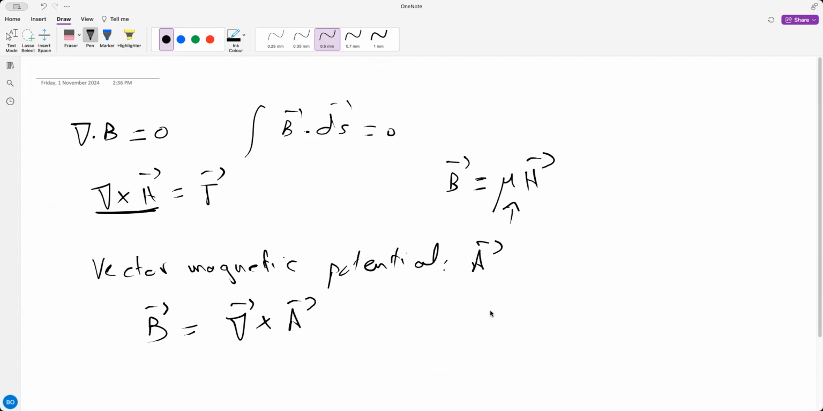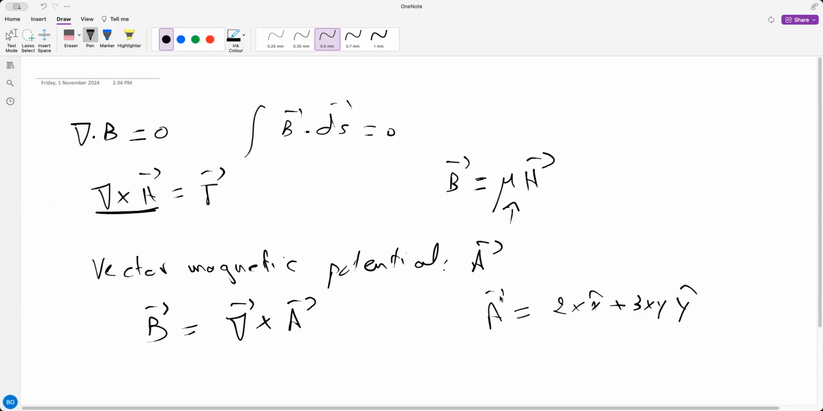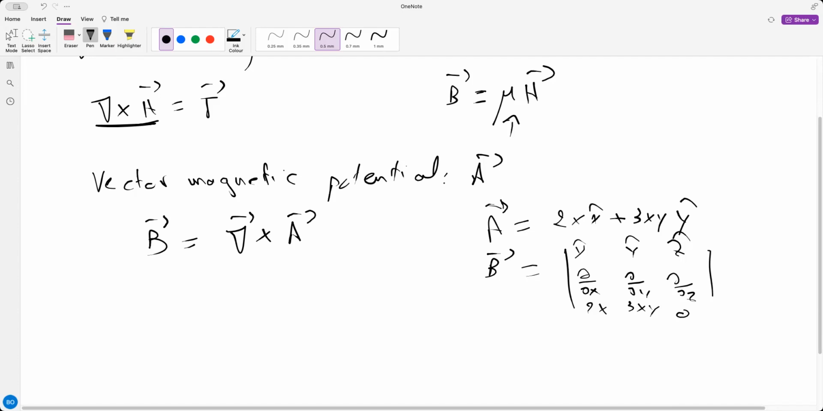For example, I might give you A equal to 2x x-hat plus 3xy y-hat, and I will ask you to calculate the magnitude of B. Of course, for B you will just go with the determinant of x, y, z, then the partial derivatives, and then 2x here, 3xy, and 0. Then you do the calculation and obtain B.